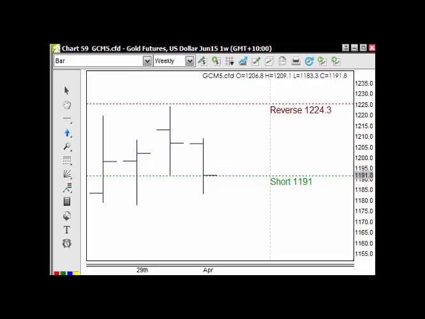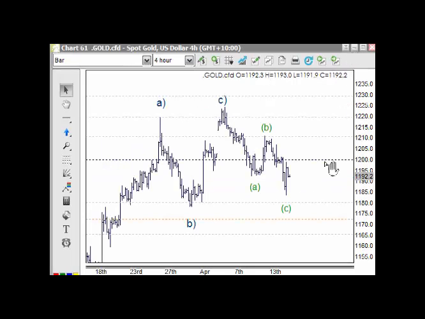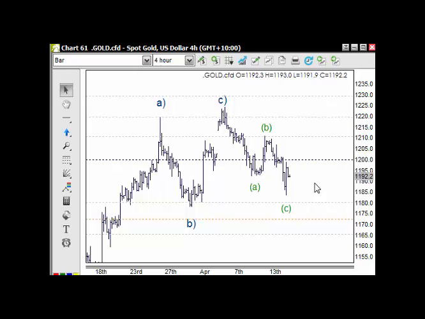On the weekly robo method, it has been triggered in as a short trade at this point in time. The reverse is 1224.3, and the Elliott count is such that the move down through here can be counted as a corrective move in terms of an A and a B and a C. That gives it a bullish count.